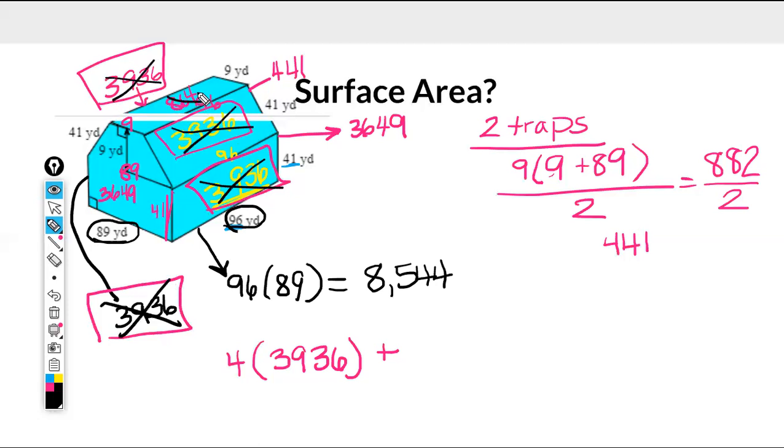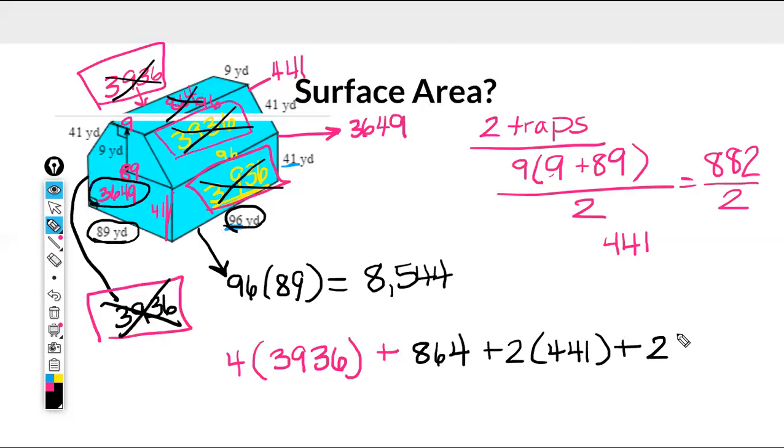Then we have 864. And then we have 2 of the 441s. And then we have 2 of the 3,649s. Isn't that crazy? This is a crazy problem, you guys. So I think we got them all.